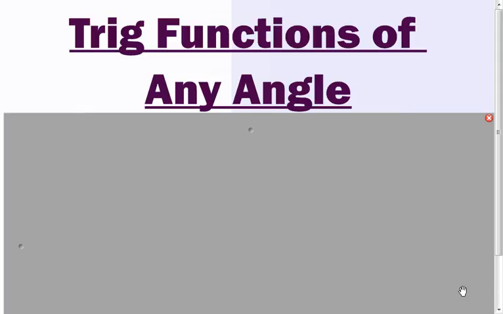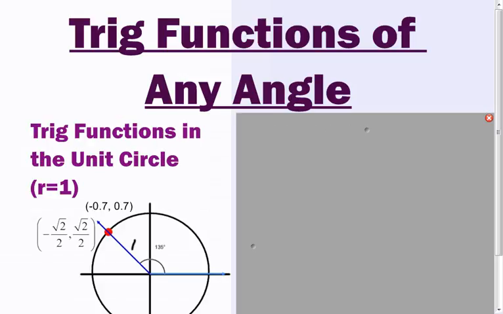Today we're talking about trig functions of any angle. So far we've studied the unit circle. In those angles, the radius of the circle was 1. So the hypotenuse, your r value, was 1. And you go around the unit circle, around the edge, and we landed at a spot.